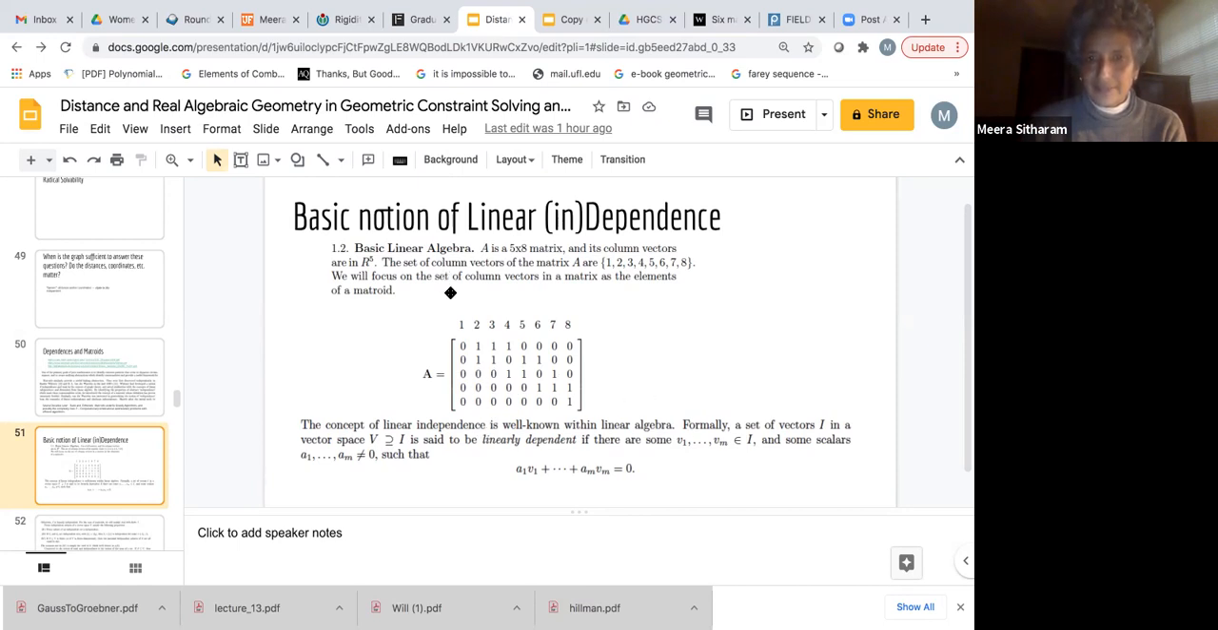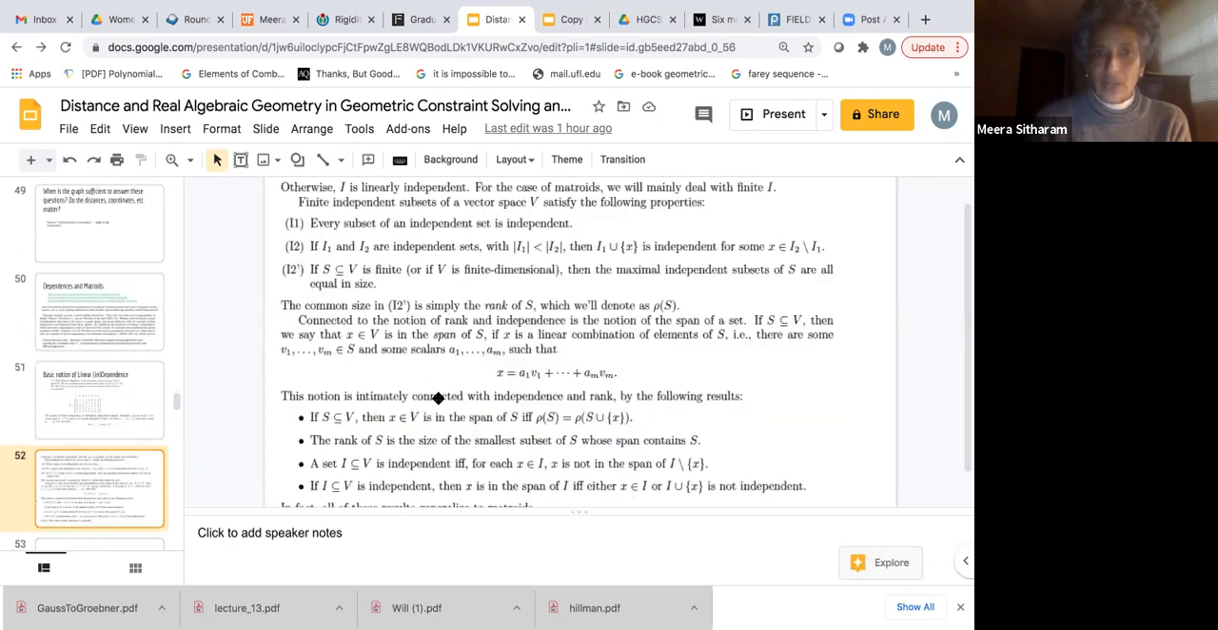So let's just take these 8 columns, and instead of rows of the rigidity matrix, now we're moving to columns. Of course they're linearly dependent if there exist some elements of the field over which the vector space is built, such that the linear combination of the vectors with those coefficients is equal to 0. That's linear dependence. Otherwise, you say that this is linearly independent.